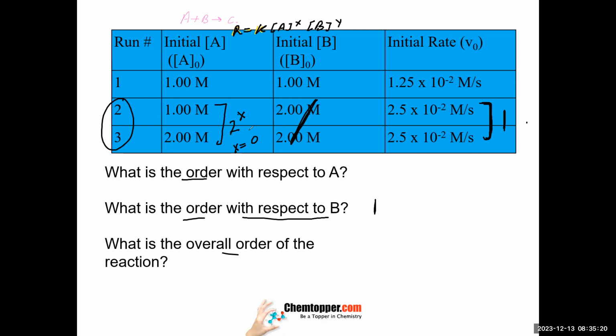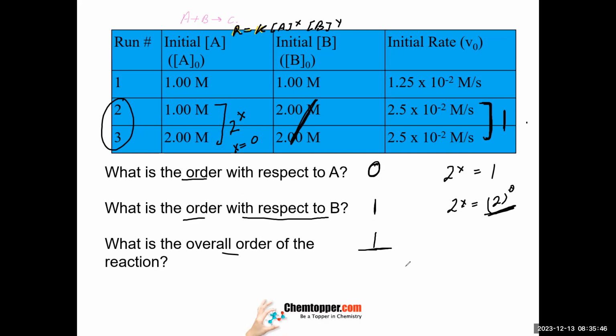Anil, exponential mathematics, right? If somebody gives you 2 raised to power X equal to 1, then you can write it like this. 2 raised to power X is 2 raised to power 0. This is 1. So X is 0, right? So 0 order. What's the overall order of the reaction? 1. The way Lisa was saying.